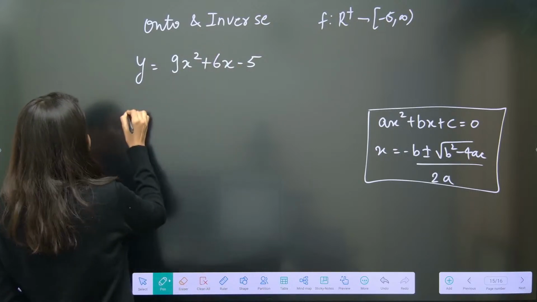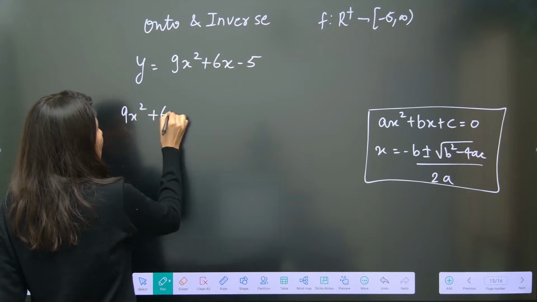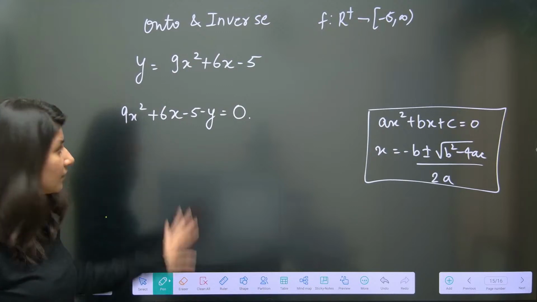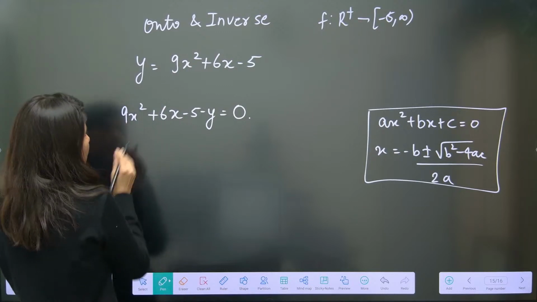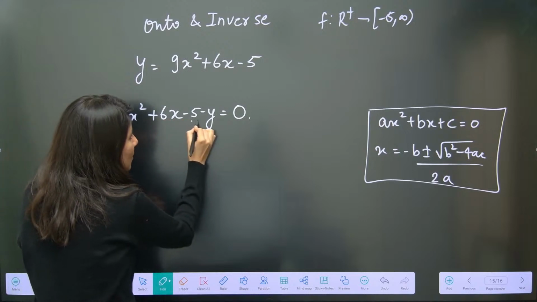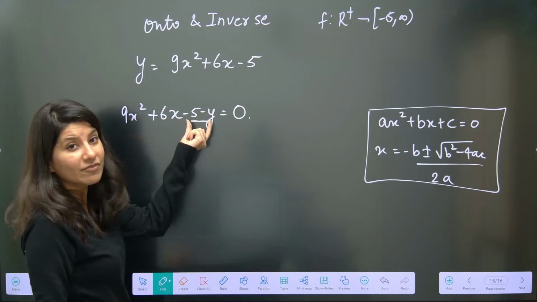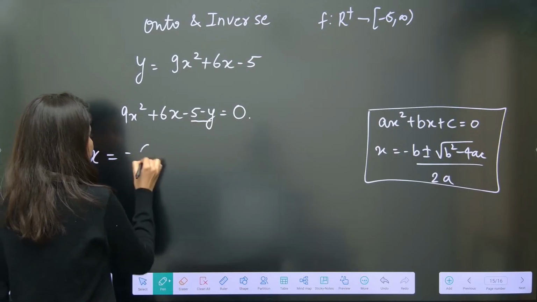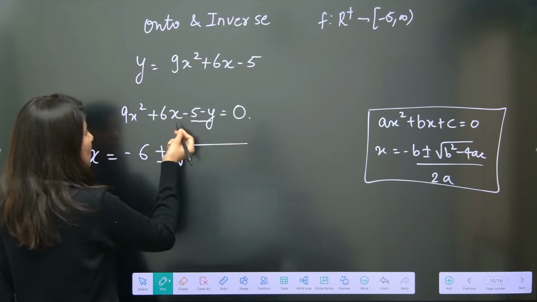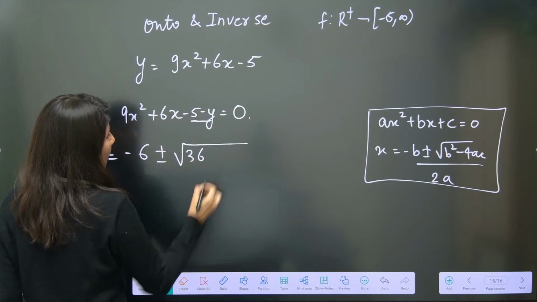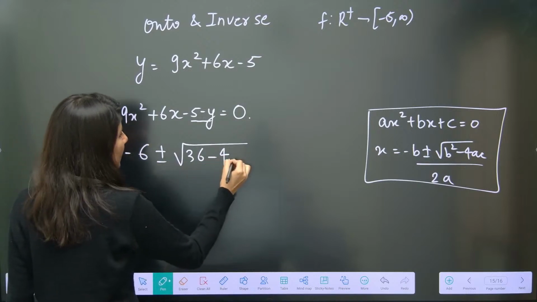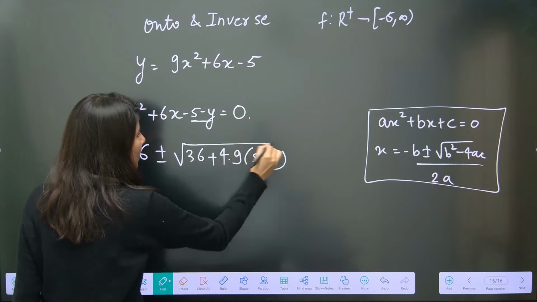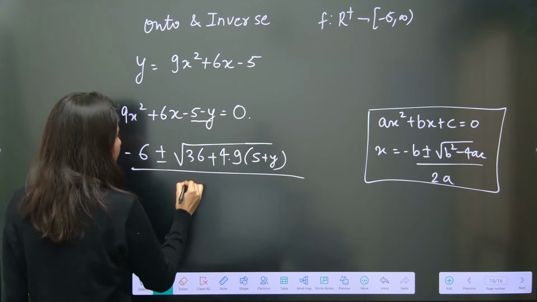So y I will shift towards the right hand side. This is the technique. You have to learn this technique, guys. It is equal to 0. Clear? Now again, this is ax square, this is bx, and this is the constant. Minus 5 plus y is the constant. Now apply the formula. x equals minus 6 plus minus square root of b square, 36, minus 4. What is a? 9. What is c? This is minus 5 plus y, with a negative sign, upon 2 into 9, that is 18.